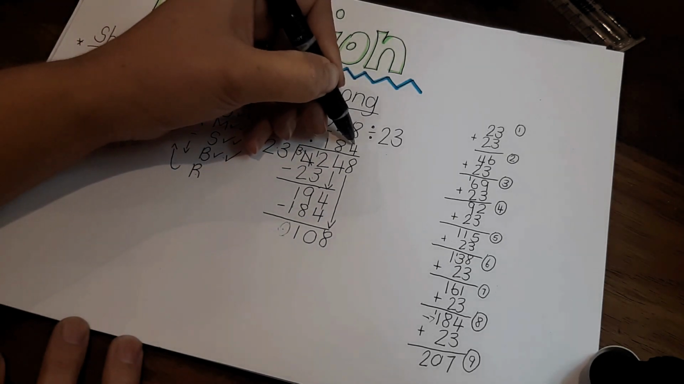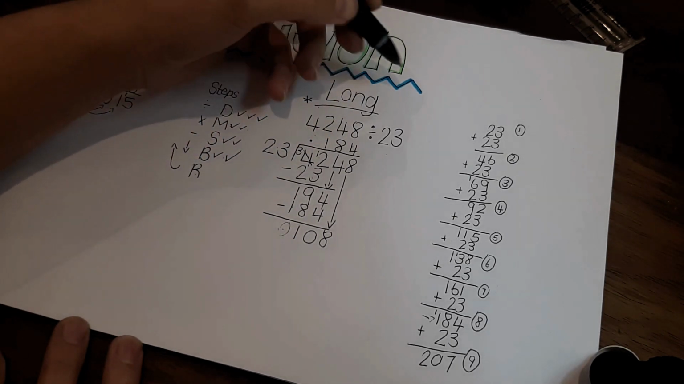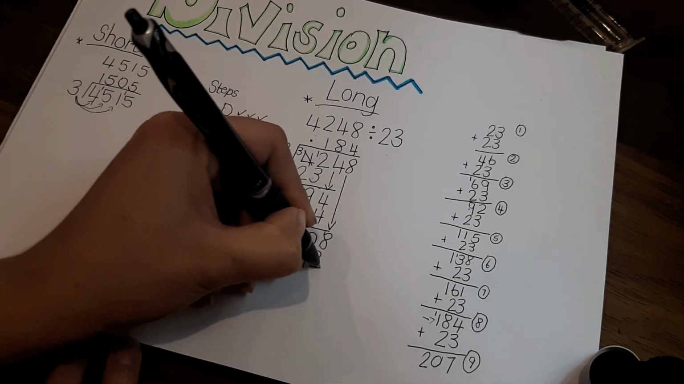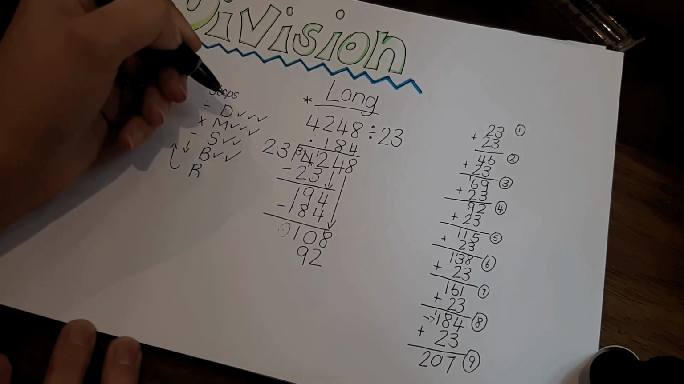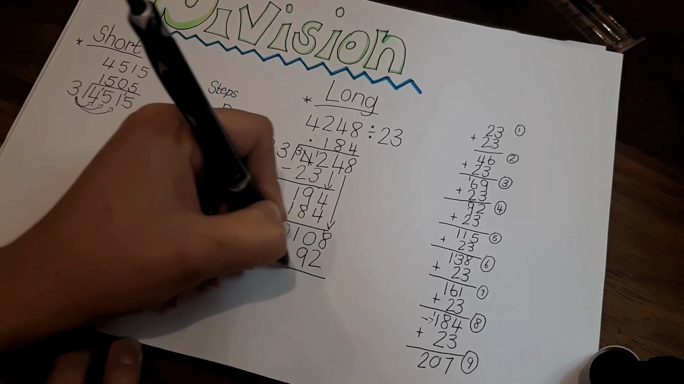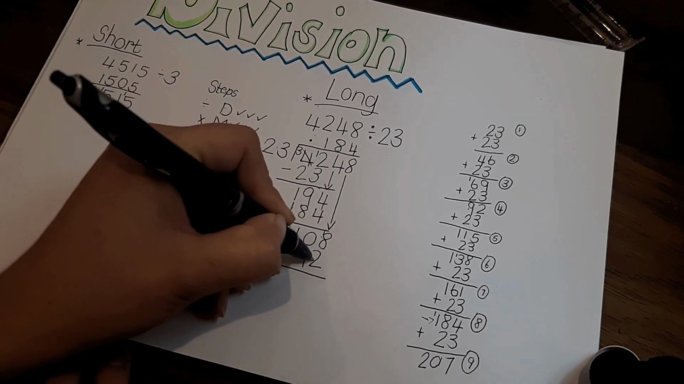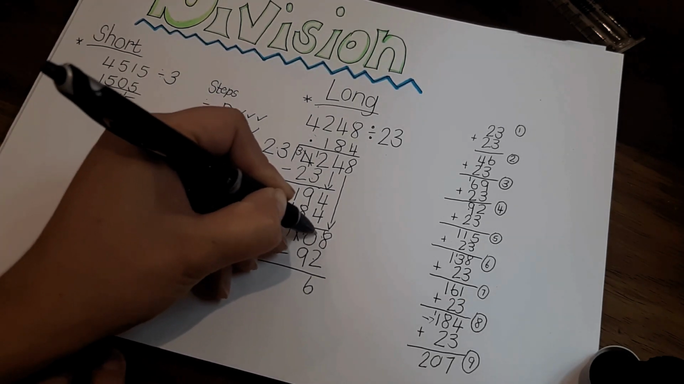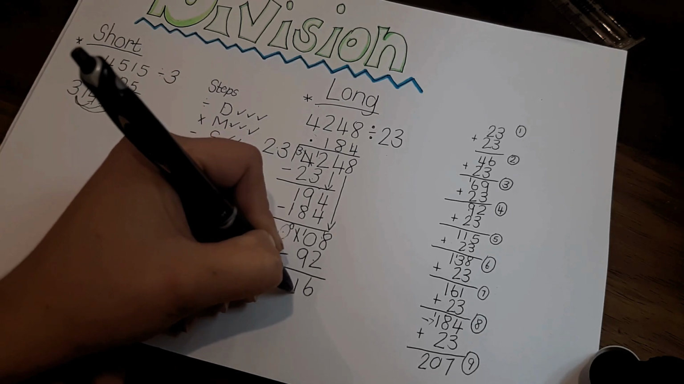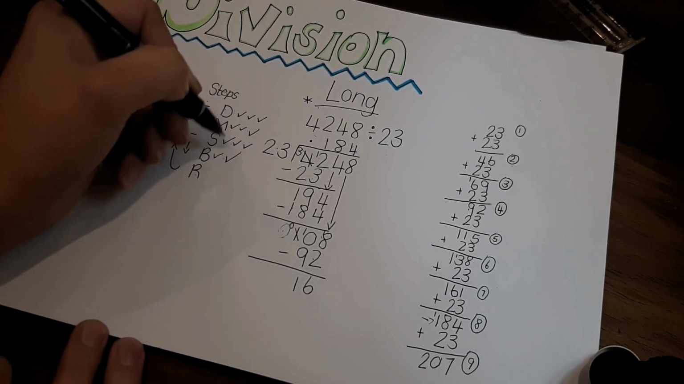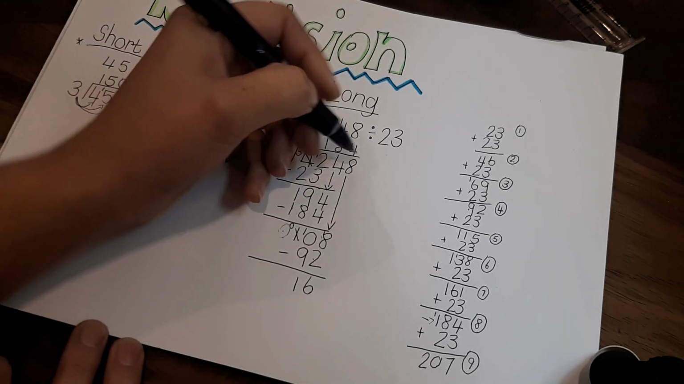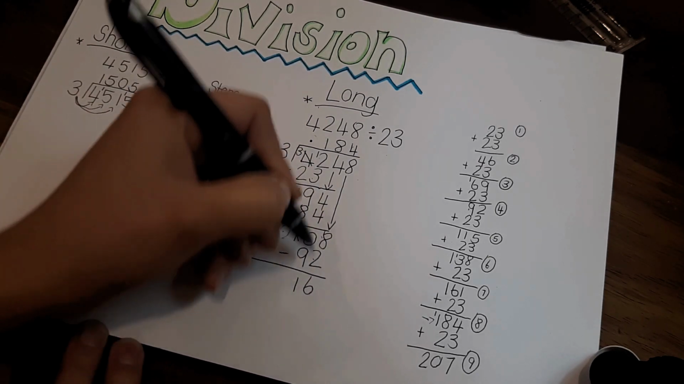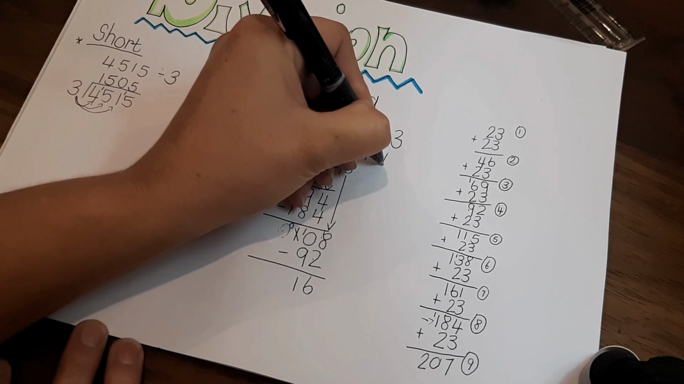Now multiply 4 times 23 is 92. My multiply step is done. Now I have to subtract. 8 minus 2 is 6. 0 minus 9. We go and borrow. 10 minus 9 is 1. Okay, that's my subtraction. Bring down. As soon as you see there's nothing to bring down, it means you are done. So this number here, the 16 at the bottom, that is your remainder.